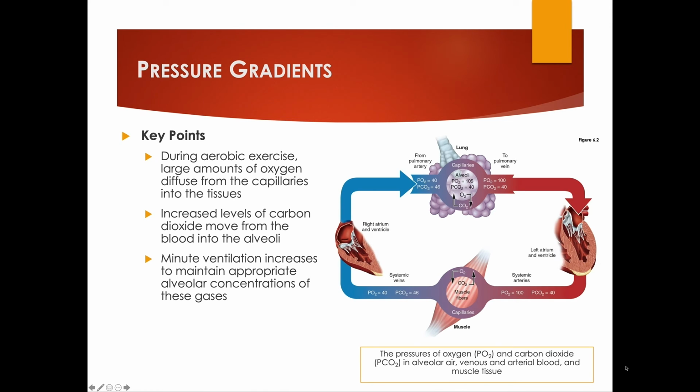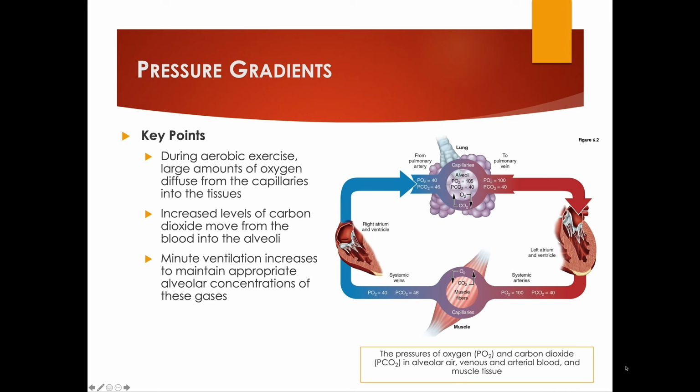Once again, with the pressure gradients in the lungs and the tissues, it's always going from high to low concentration. It says during aerobic exercise, large amounts of oxygen diffuse from the capillaries into the tissues. Increased levels of carbon dioxide move from the blood into the alveoli. Minute ventilation increases to maintain appropriate alveolar concentrations of these gases.